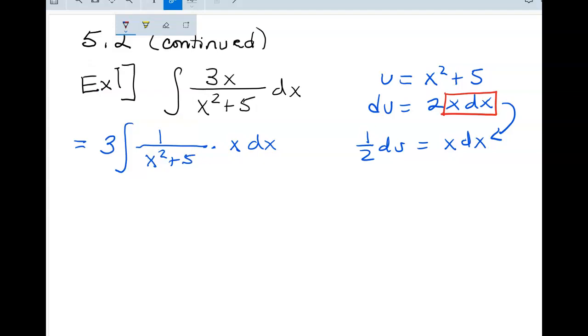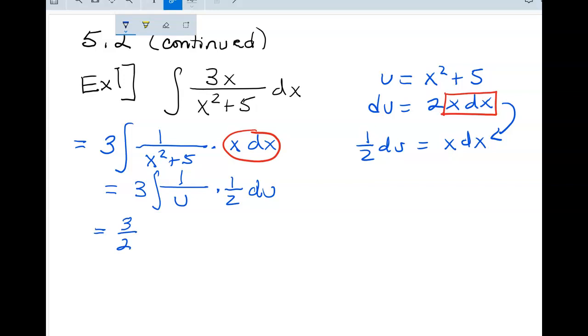So that means that this x times dx can be replaced with 1/2 times du. The 1 over x squared plus 5 is a 1 over u, and then I still have that constant multiple out in the front. Okay, 3/2 can just come to the front. The antiderivative of 1 over u is the natural log of the absolute value of u plus c. And now we can replace the u with x squared plus 5.